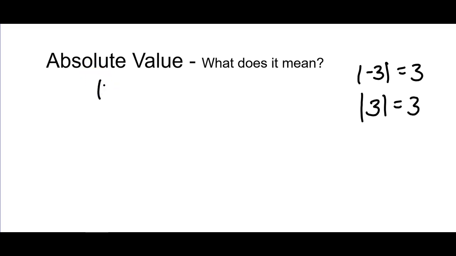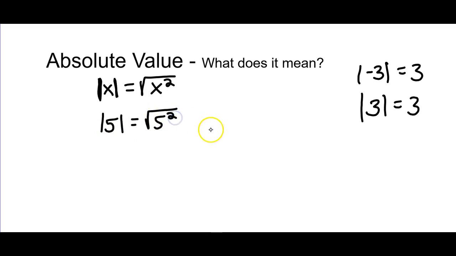If we want to take the absolute value of x, remember these bars right here are what we symbolize for absolute value, it equals the square root of x squared. So think about what that means. If I have the absolute value of 5, that means the square root of 5 squared. So 5 squared is 25. And then when you square root 25, we're taking the positive root there. It's going to give me 5.